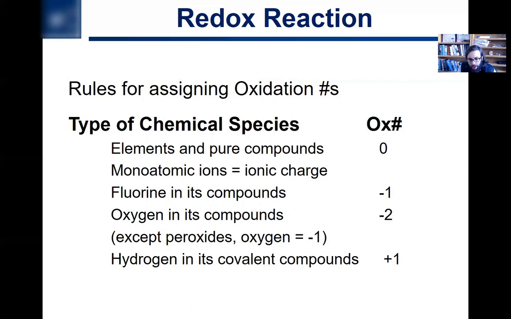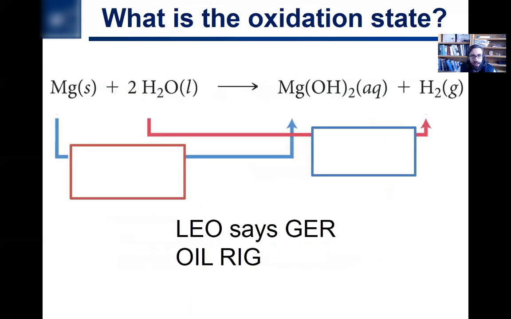Hydrogen in covalent compounds is going to be +1. In ionic compounds, as a hydride, it'll be -1. Most of the time, you're going to see hydrogen in a covalent +1 form. What is the oxidation state? Let's do some practice for this. Oxidation state is just a bookkeeping method to keep track of formally where the electrons are going, what's losing electrons, what's gaining electrons, and sort of how many electrons belong to each element.